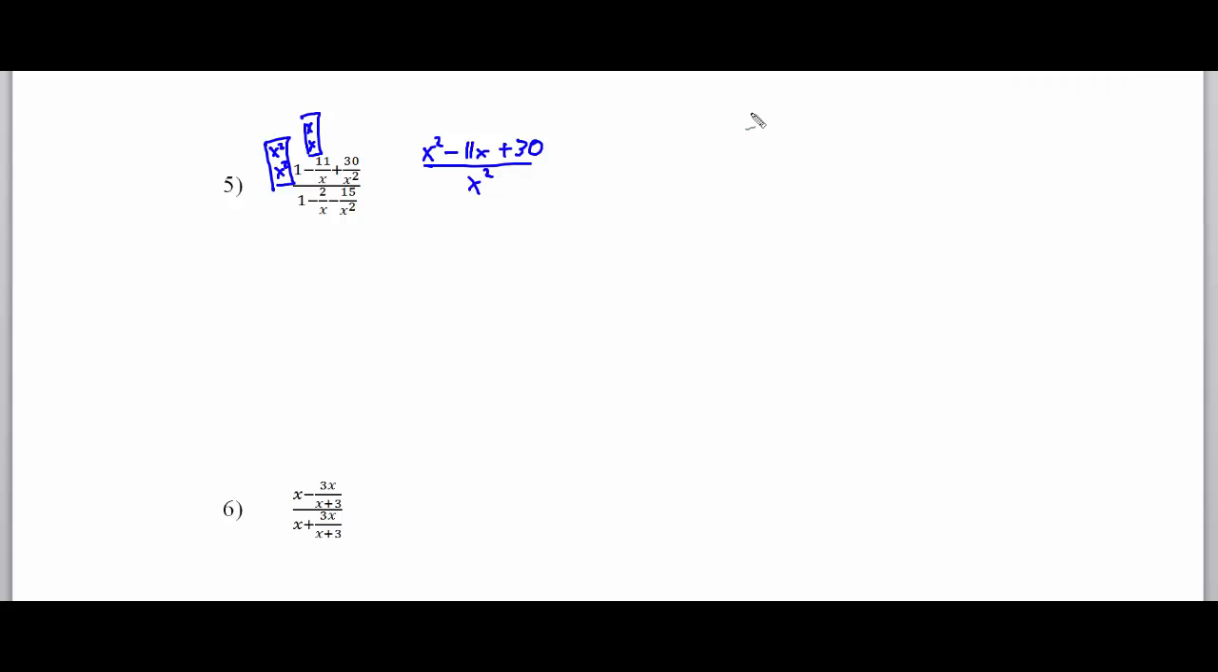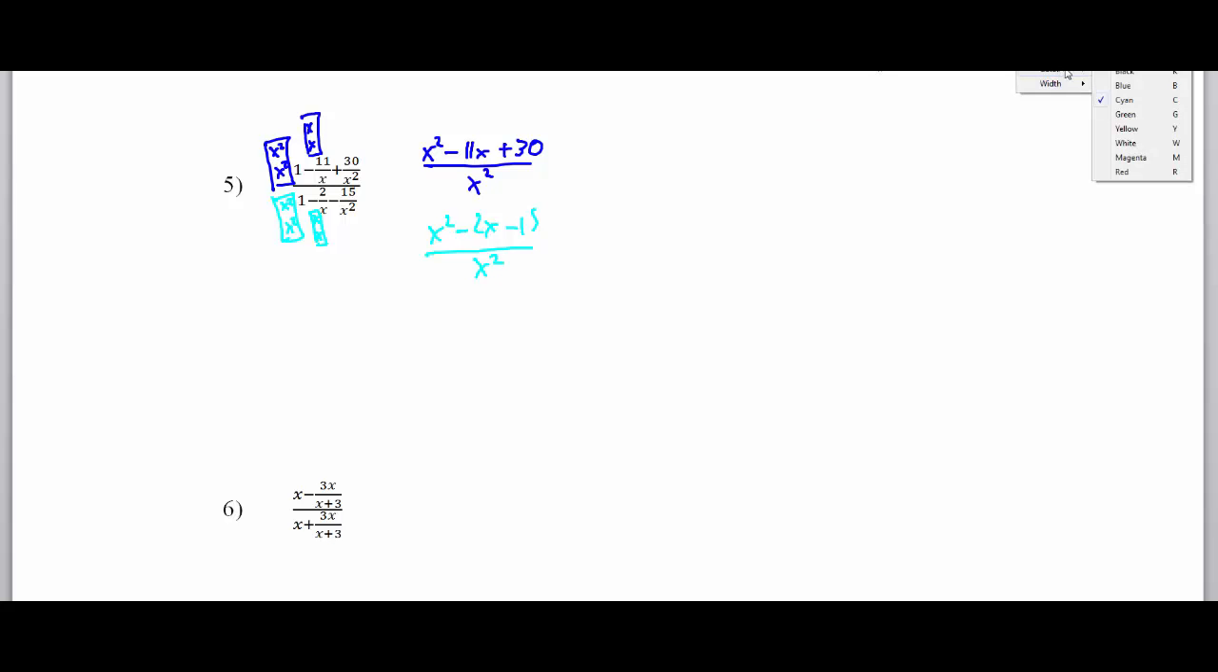Okay, moving on to the bottom half of this complex fraction. I'm going to multiply the top and bottom by x squared, and I'm going to multiply this top and bottom by x, and then the last one, nothing at all. So 1x squared over x squared minus 2x over x squared minus 15 over x squared is my common denominator.